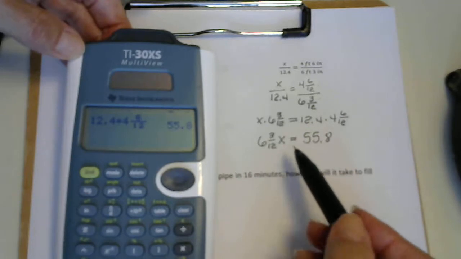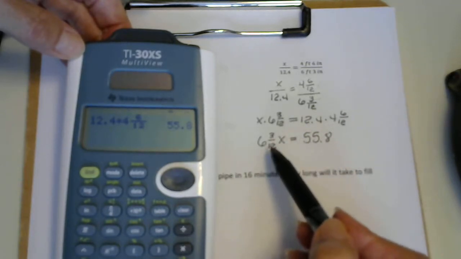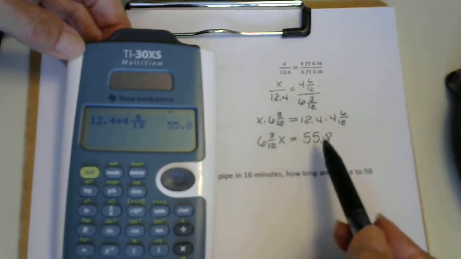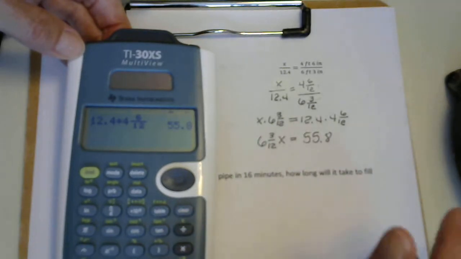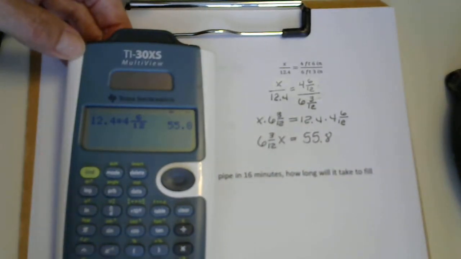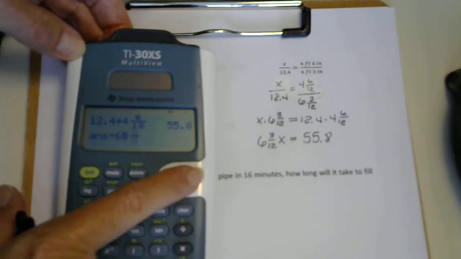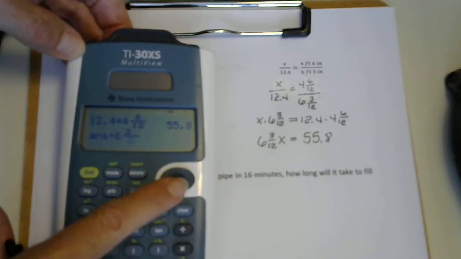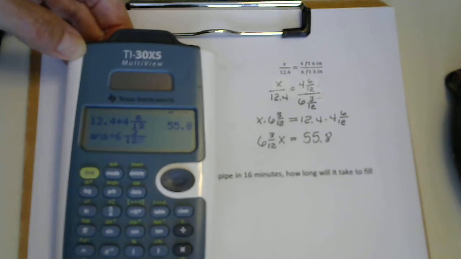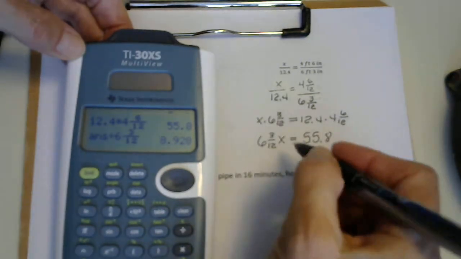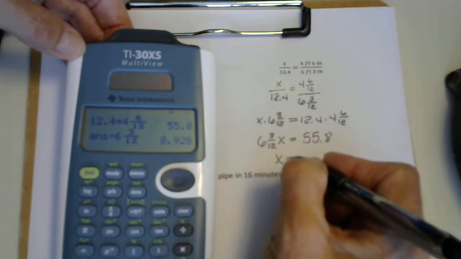Now, I need to divide both sides of this equation by this mixed number. So again, I can use my calculator to do this without worrying about a whole lot of algebra. I'm going to divide, and I'm going to again set up my template for 6 and 3 out of 12. And it's going to take care of those order of operations for me and get my answer in decimal form, and that's what I'm going to record.